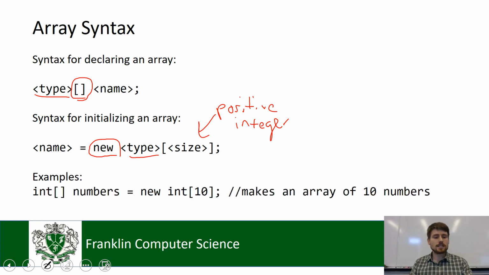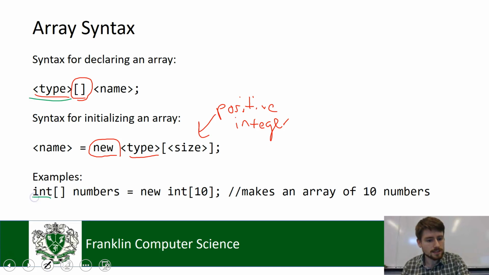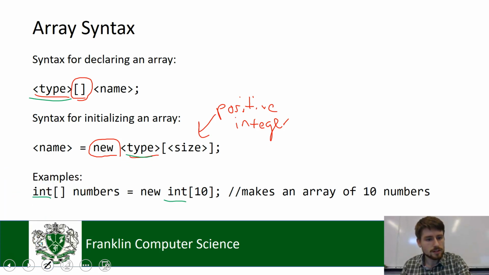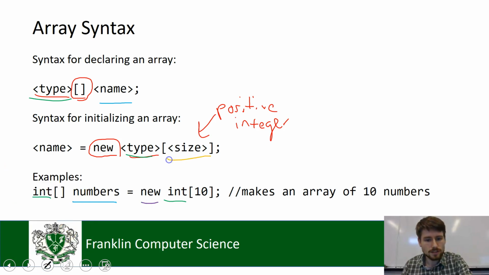Something like this. int[] numbers is the name. I'm going to use some colors here. So type I'll do in green. int is my type. So you see the type over here again. And then we have, let's do blue, my name is numbers. And then we have that keyword new. And then our size is over here. Let's use orange. So that size is 10. Okay? So int[] numbers declares an array of integers called numbers equals new int[10].